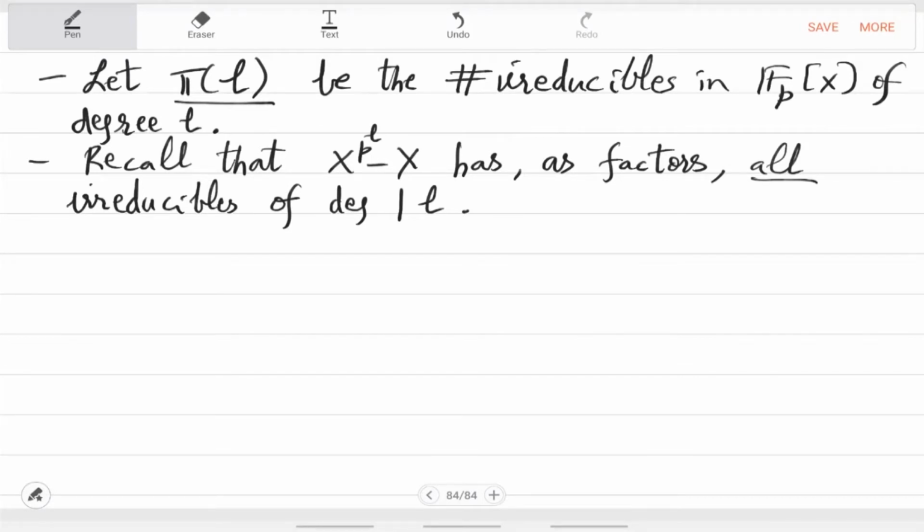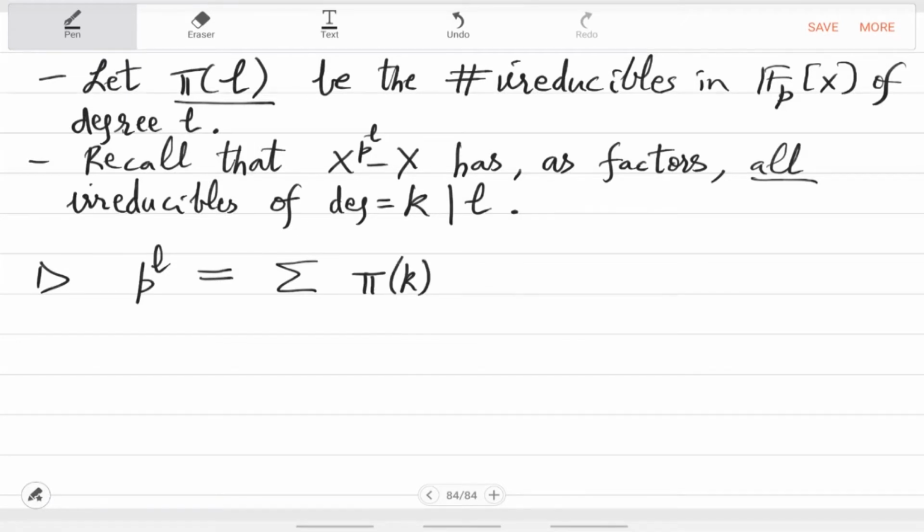So all irreducibles of degree, I want a name, k, dividing L. Let us write this as a formula. p to the L is equal to what? p to the L is the degree of this polynomial. It is equal to the sum of pi k, where k divides L, and a degree k irreducible has degree k, right? Their number is pi k. So this is k times pi k. So k times pi k for all k, their sum is equal to the degree of this Frobenius polynomial. Is that okay?